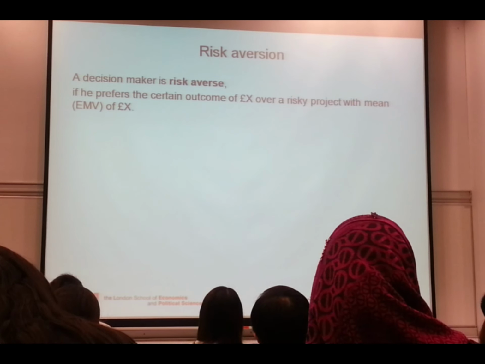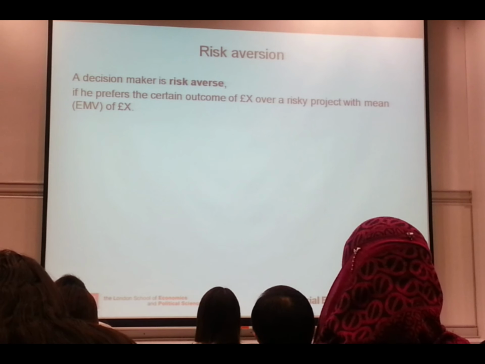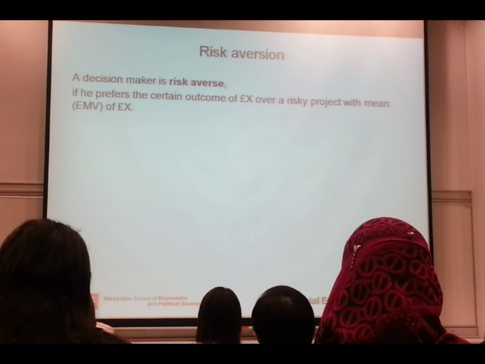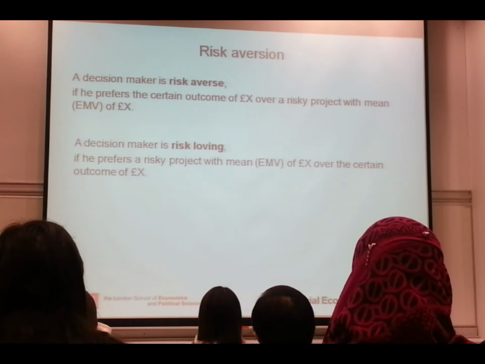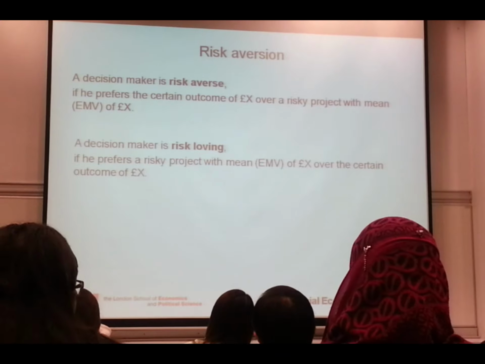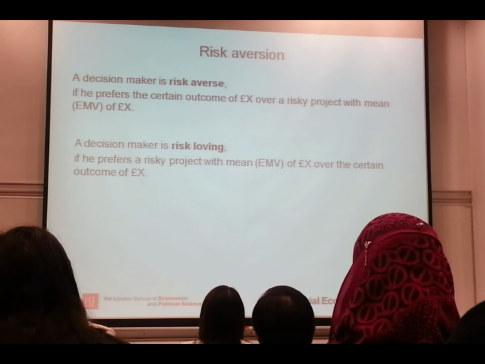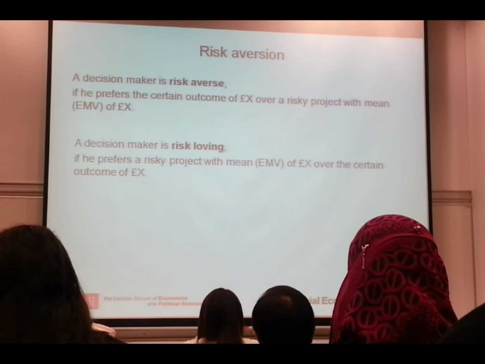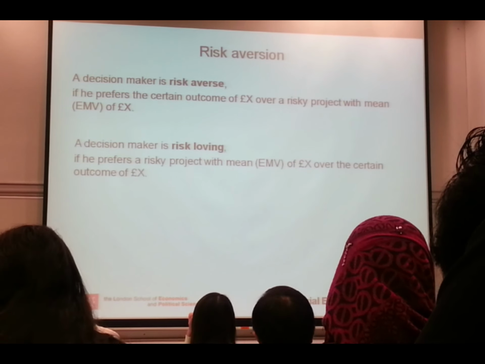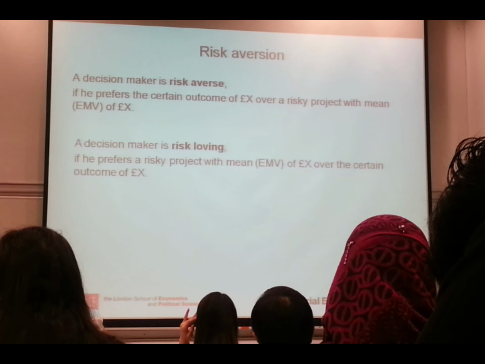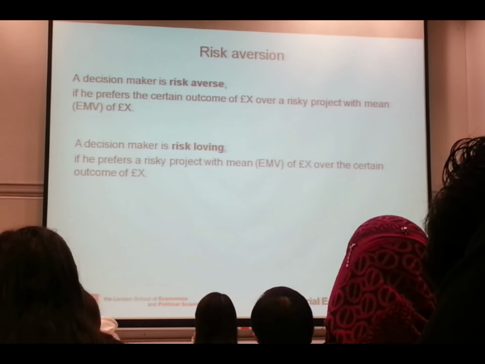So think of risk aversion. You can say that a decision maker is risk averse if he prefers a certain outcome of X over a risky project with a mean expected monetary value of X. The decision maker is risk loving if he prefers a risky project with this expected monetary value of X over a certain outcome of X. So, in other words, if you were happy to buy a lottery ticket with an expected payoff of £5, and you'd be willing to pay £5 for it, then that would mark you out as a risk lover.